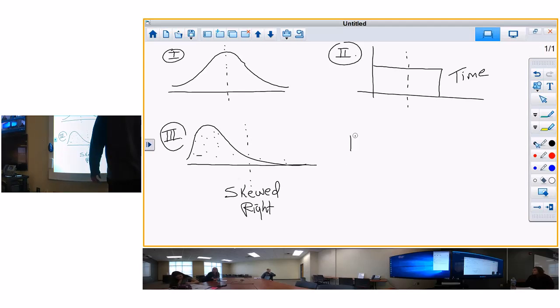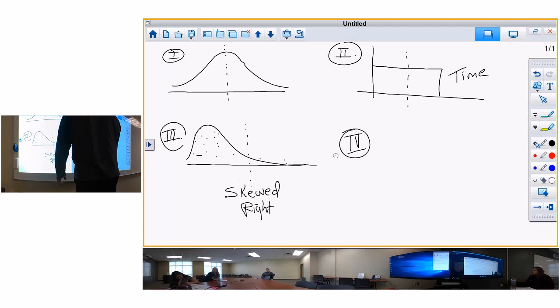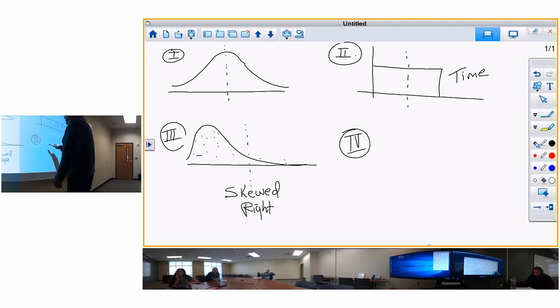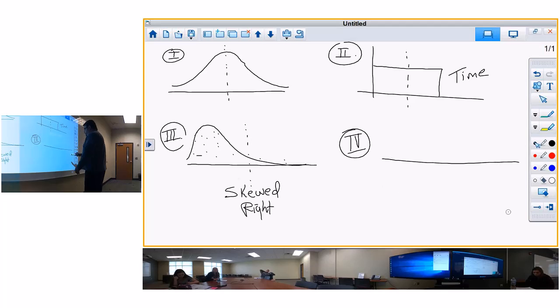I think I went over this, and Miss Riddle, you might have been, I don't know if you were, hungover or drunk or whatever, I don't know, but whenever you have the center right here, and you have all the data over here, that's what? That's skewed what? Left. Skewed left.